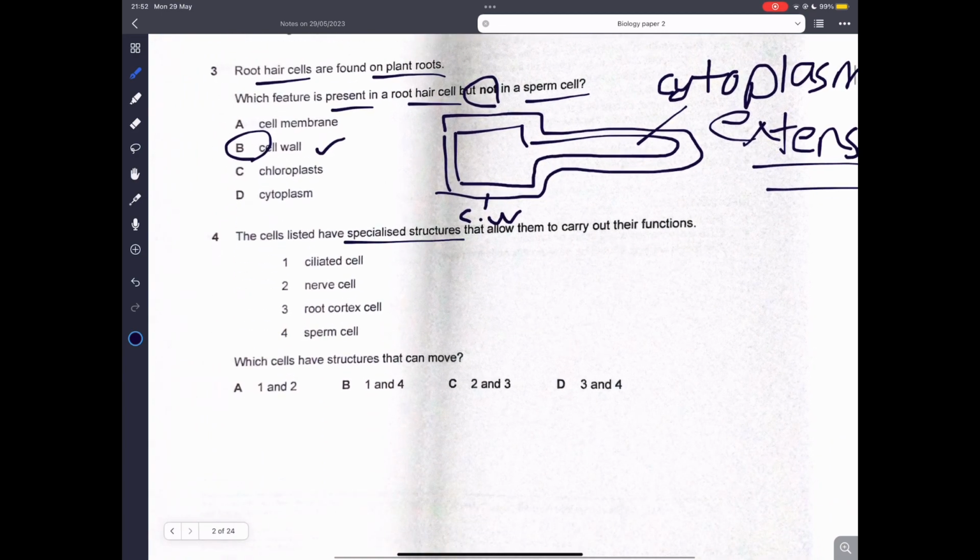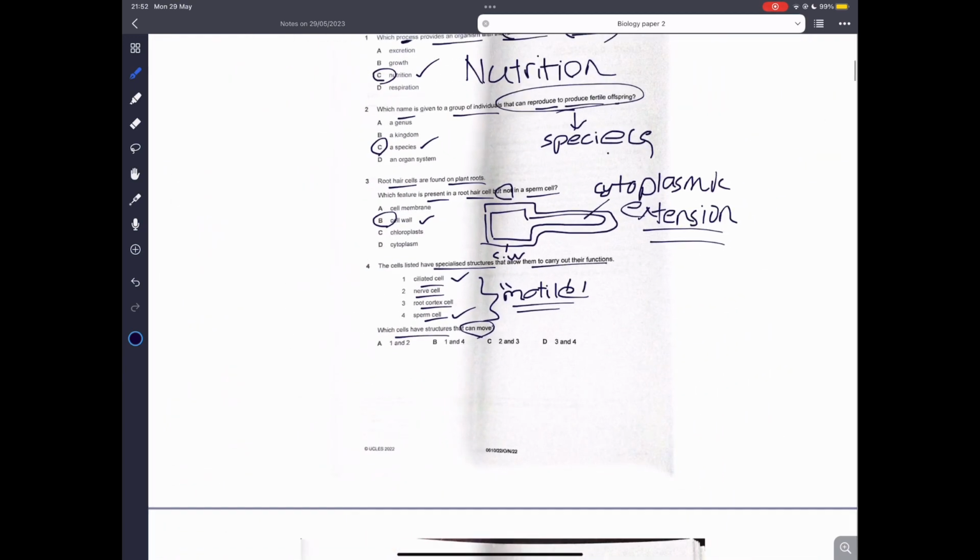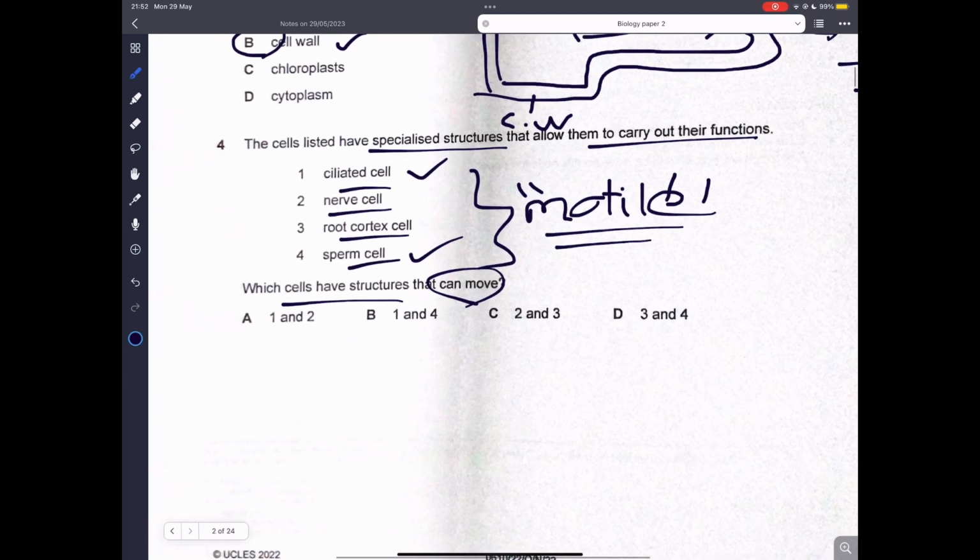Question number 4. The cells listed have specialized structures that allow them to carry out their functions: ciliated cell, nerve cell. Which cells have structures that can move? Ciliated cell and sperm cell. We can say that they both are motile, which means they can move. So the answer is 1 and 4, which is B.